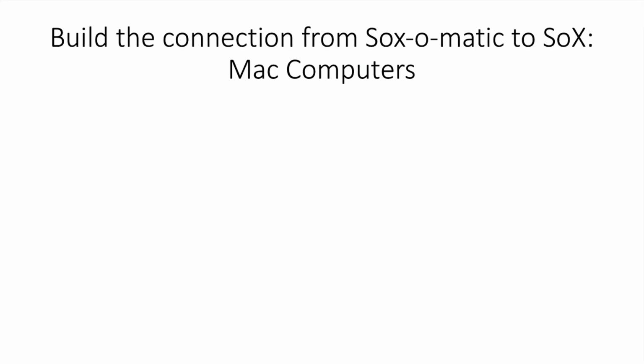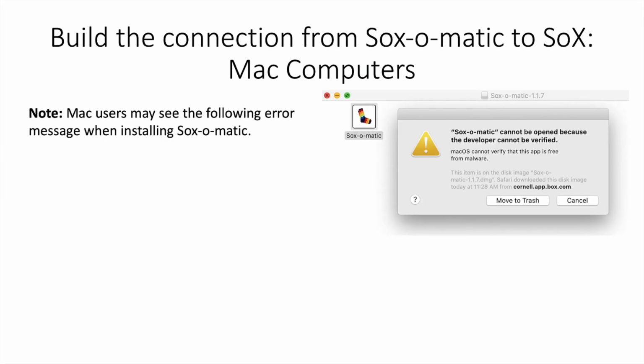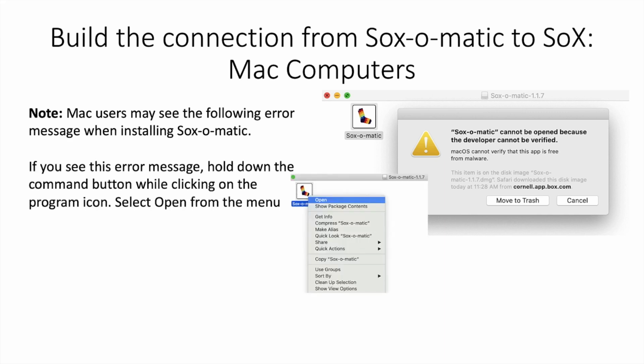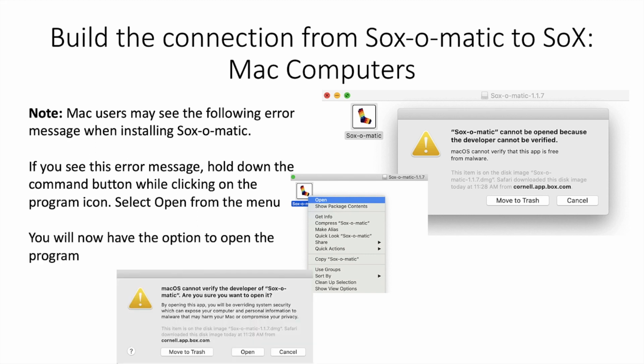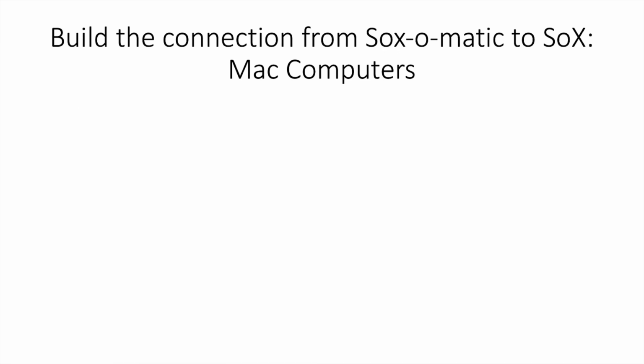If you're working on a Mac computer, the first thing that you might notice is that when you go to open the program from the installation icon, you get an error message that says that the developer cannot be verified. We're hoping that this will change in the future, but for now there's an easy way around it. If you see this error message, hold down the Command button on your Mac and click on the program icon, and then select Open from the menu. When you do so, you'll see a similar dialog box, but now you'll have the option to go ahead and open the program.